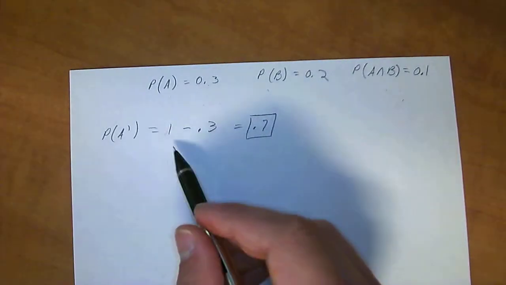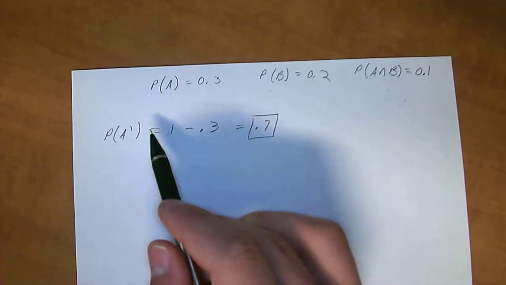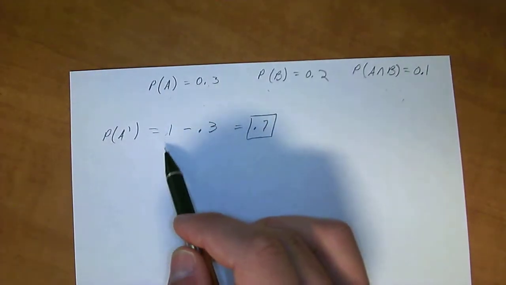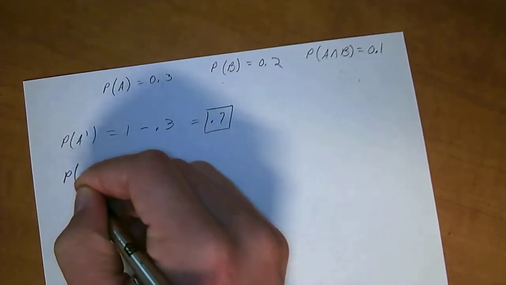So that's the probability of A naught. That's how you solve it. If you're trying to find the rest of something, just take 1 minus 0.3, because any set of probabilities has to equal 1. Okay, moving on.